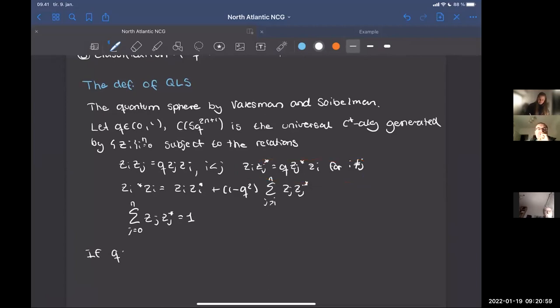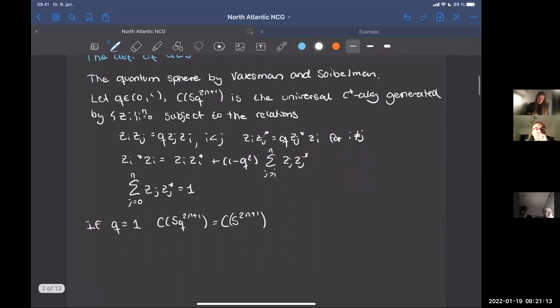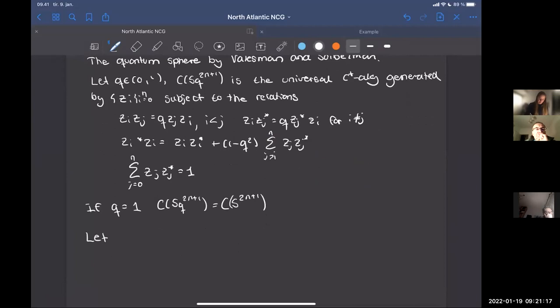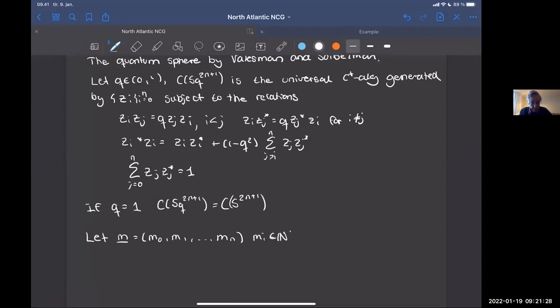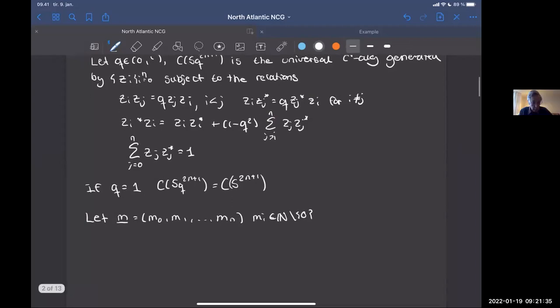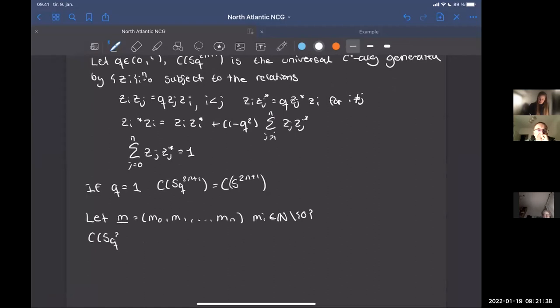Okay, and now if q equals one, then C(S_q^{2n+1}) will just be the commutative C*-algebra of continuous functions on the odd sphere. Okay, so now if we let m be this tuple of numbers m_i, natural numbers different from zero, I will refer to this as the set of weights. Then we have that by universality C(S_q^{2n+1}) admits an action of this finite cyclic group Z mod r.